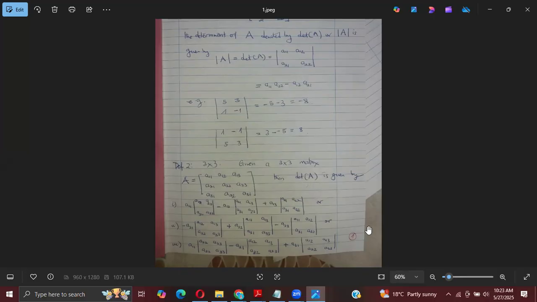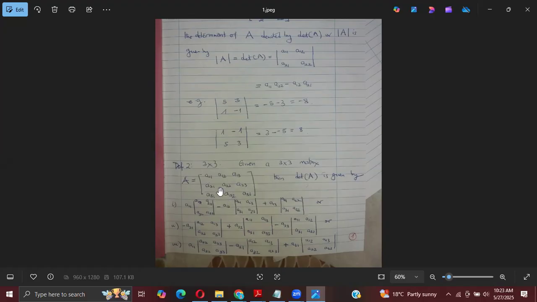Then the determinant can be found in the three following ways, any of the three ways plus more. So if you are using the first row, you just say A11 times the matrix you get by blocking this row and this column, which is A22, A23, A32, A33, minus A12 times, you delete this row, delete this column, you get A21, A31, which is this, then A23, A33, which is this, plus A13 times the determinant of the matrix you get when you delete this row and this column. So it's A21, A22, A31, A32, which is this.